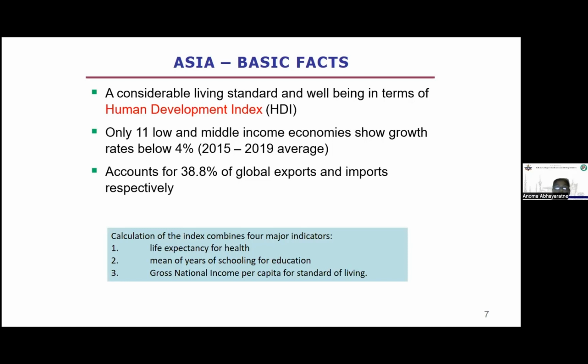Only 11 low and middle income economies show growth rates below 4%. Most of the other economies in Asia are growing at a good rate. And those countries account for 38.8% of global exports and imports, respectively.